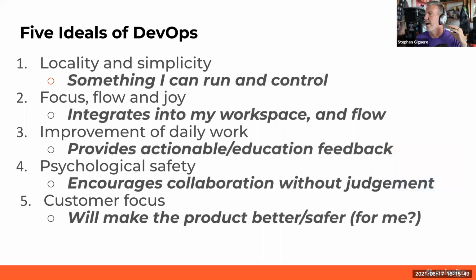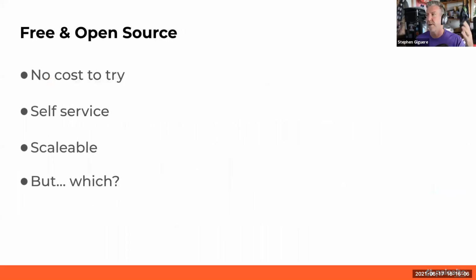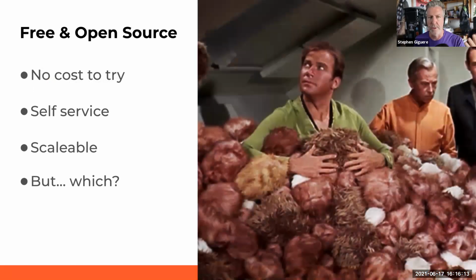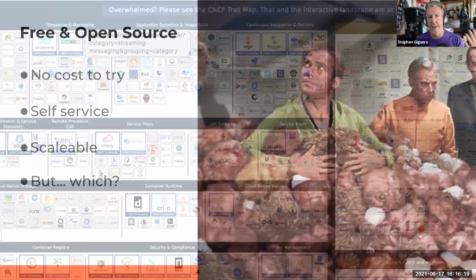And so if I were to translate this, I see open source as something I can run and control, check. It integrates into my workflow, check. Provides actionable education and feedback, amazing if it does that. Encourages collaboration and makes the product better and safer. These are all good things. Plus, no cost, self-service, scalable, all awesome, right? The only big problem is finding out what are the good ones you have to use, and this is why you're participating in all of these wonderful talks, because open source projects are like Tribbles. They're multiplying at a ridiculous rate.